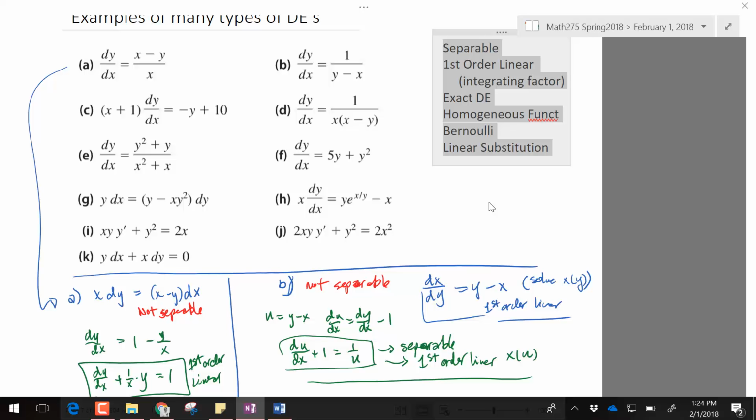This is an exhaustive list of everything we've covered. I don't know if there's any other ones that exist out there. There might be. Yeah.